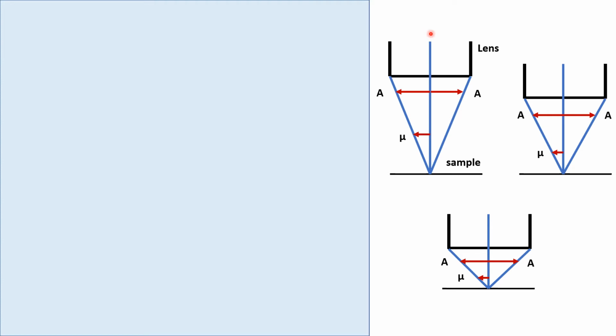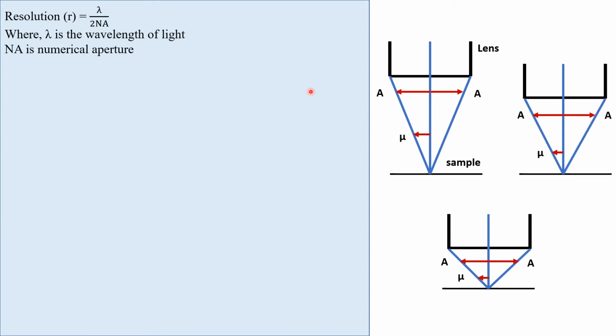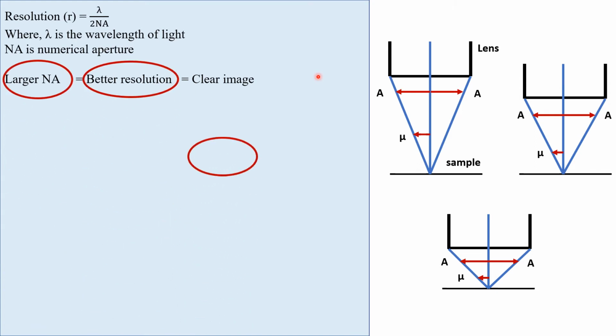Now, we know higher the resolution, clearer the image. Now, resolution depends on numerical aperture. Because resolution R is equal to lambda divided by 2NA, where lambda is the wavelength of light. NA is numerical aperture. So from this formula, we can say larger the NA, better the resolution and clearer the image.